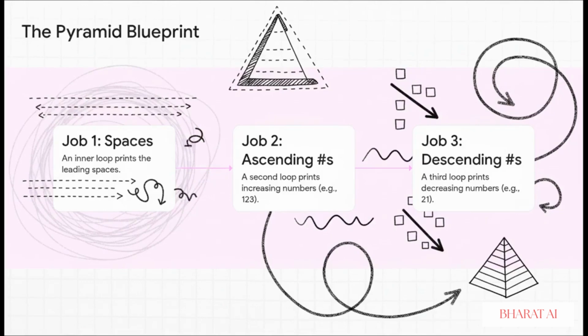Here's how it works. For each new line that the outer loop gives us, we just run a sequence of inner loops. First, a loop runs to print the blank spaces on the left to get the alignment right. Once that's done, a second loop kicks in and prints the increasing numbers. And finally, a third loop prints the decreasing numbers. That's it. A visually complex shape just becomes a simple, linear set of instructions.